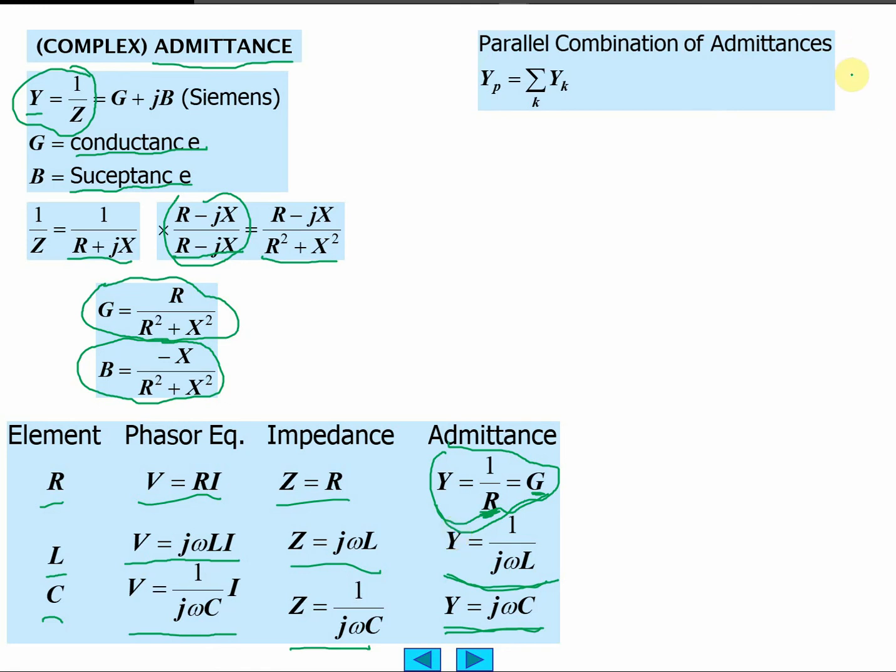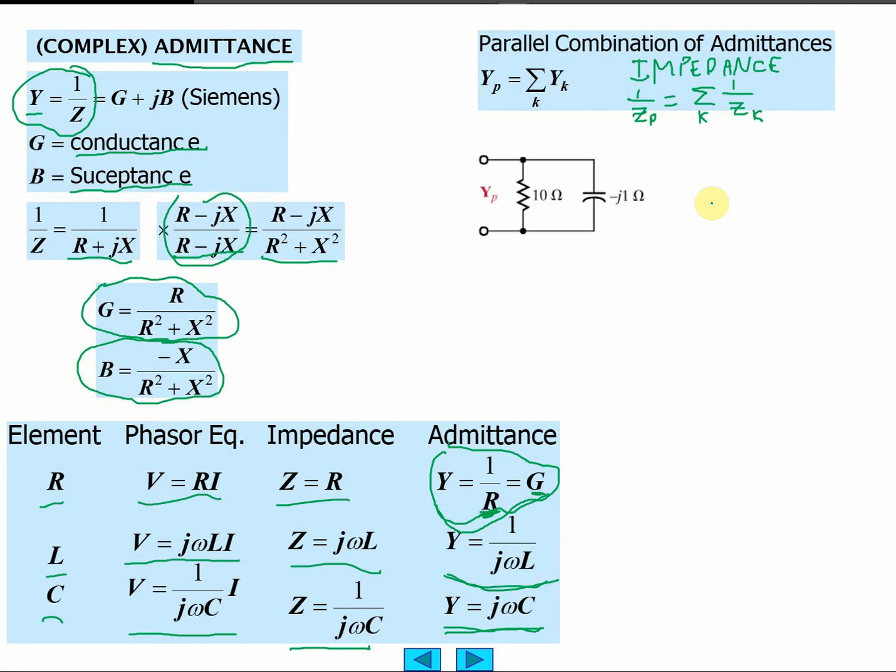Parallel combination of impedances. If we're dealing with impedance, the reciprocal of the equivalent parallel impedance is equal to the sum of the reciprocals of the individual impedances. Okay?